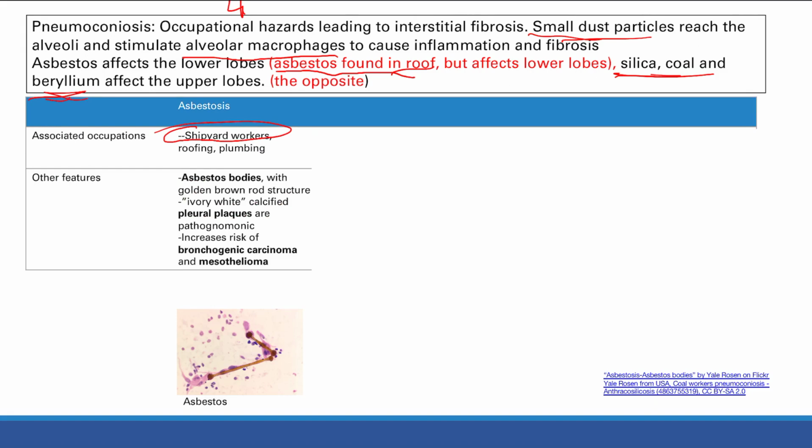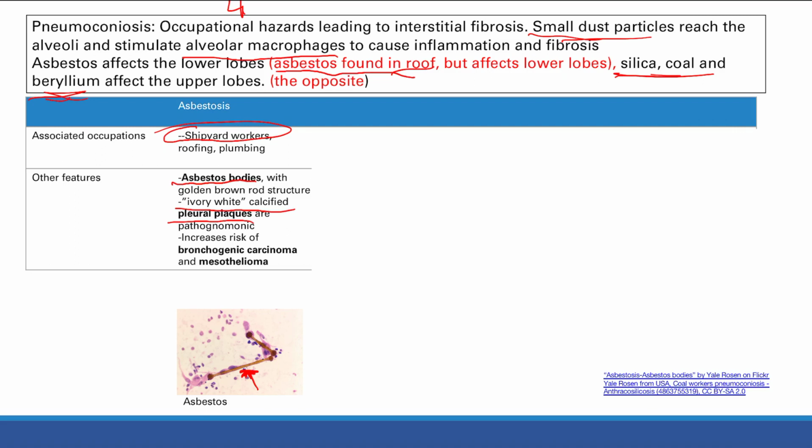So if you have a pneumoconiosis and you see asbestos bodies, these are these golden brown rod structures. Okay, you see this golden brown rod structure, that's an asbestos body. That's going to tell you it's asbestosis. If you do imaging, you're going to see ivory white calcified pleural plaque. That's a key word. Ivory white pleural plaque calcified. That's pathognomonic for asbestosis. That means if you see it, it's asbestosis.